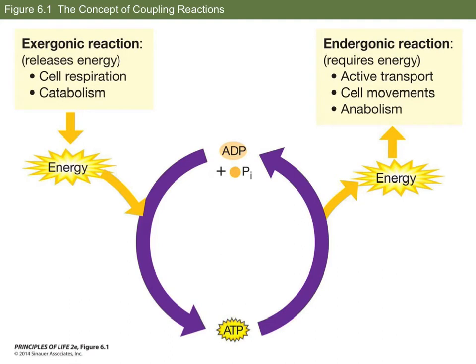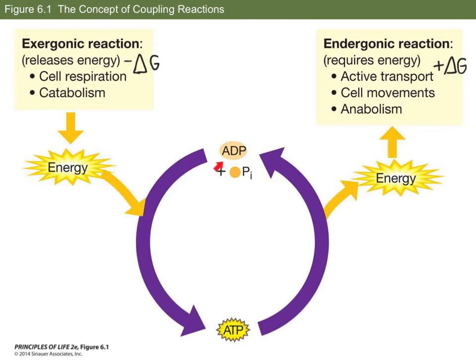Let's look at how the interaction of exergonic and endergonic reactions takes place. With your exergonic reactions, there is a net release of energy. These processes include cell respiration and catabolism, the breaking down of substances. They will have a negative delta G. Endergonic reactions, on the other hand, are reactions that require the input of energy. They include active transport, cell movements, anabolism. Any process that builds molecules is going to require the input of energy, and therefore they have a positive delta G. So let's look at how ATP mediates these 2 reactions.